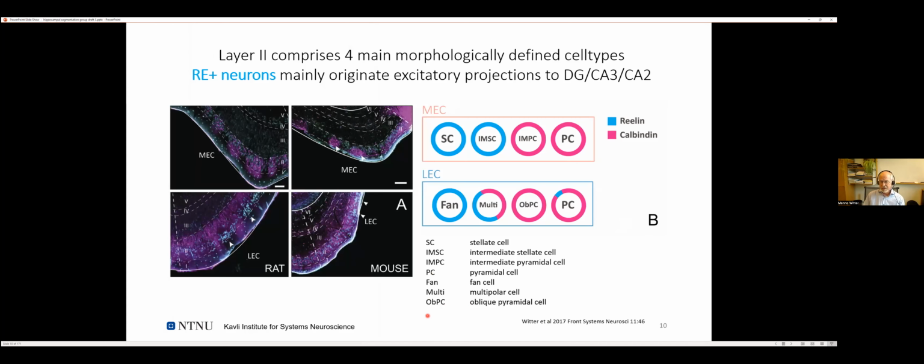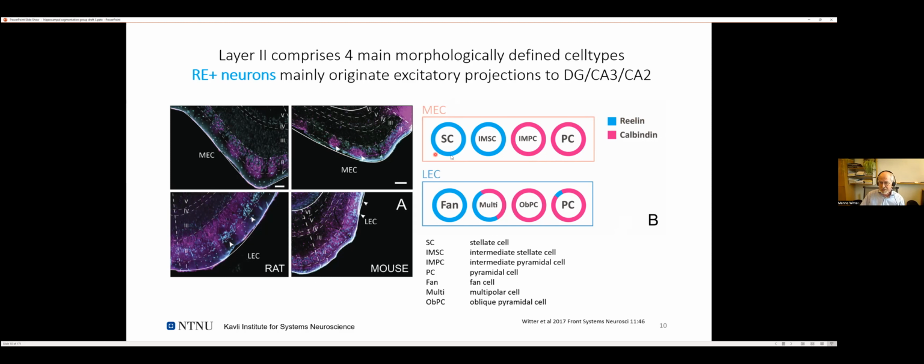First of all, I need to share some information: there are 4 different cell types in layer 2, not only of the medial entorhinal cortex, but also in the lateral entorhinal cortex. That's important. I'll come back to that in a minute. Some cell types express a protein called reelin, and there's another cluster of cells that express another protein called calbindin. For now, it doesn't matter. I could have called them X and Y or whatever. It's just a marker that allows us to separate between 2 cell types, and therefore to specifically target and study those cells.